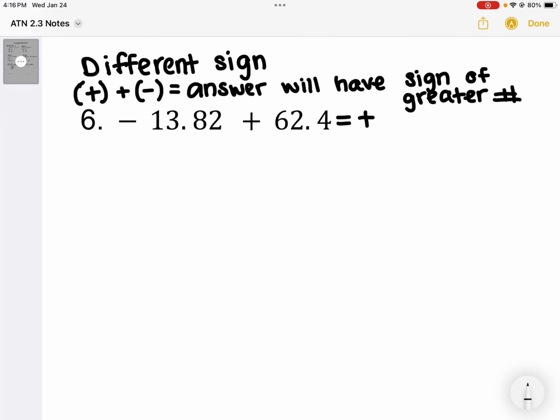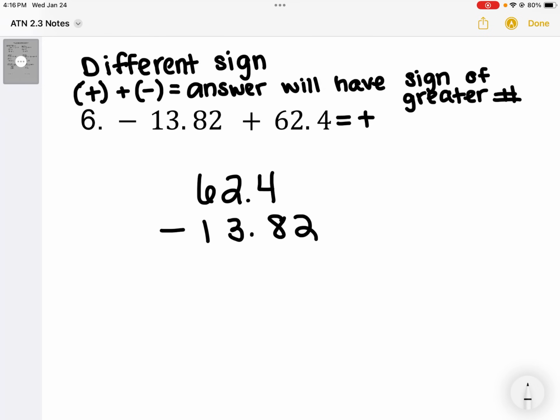Because I am subtracting, I need to put the greater number on top. 62.4 will go on the top of my problem. Then I am subtracting negative 13.82. And the last step is I need to make sure that I have the same amount of numbers, so I'm going to add a 0 on the end of 62.4.